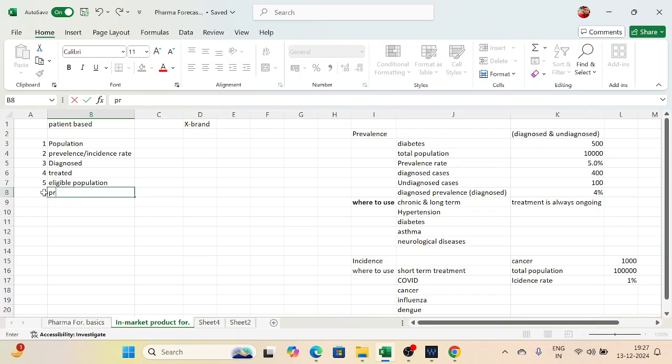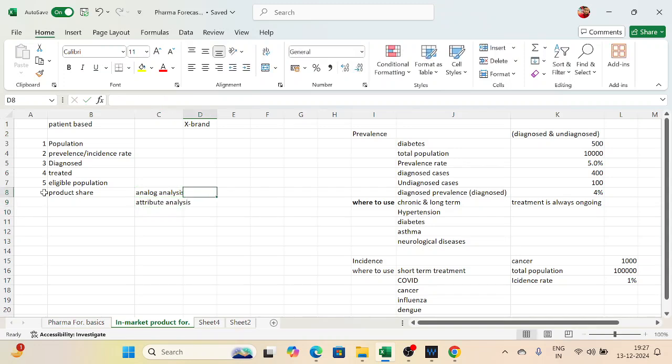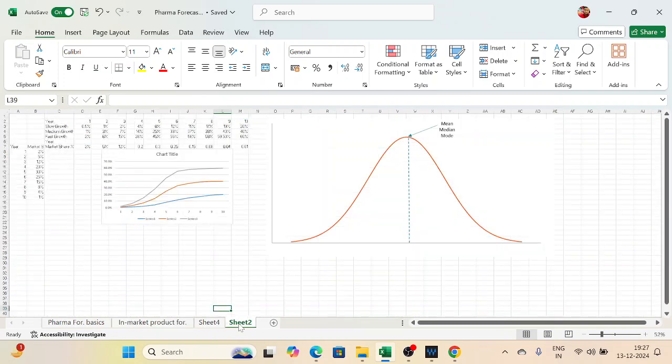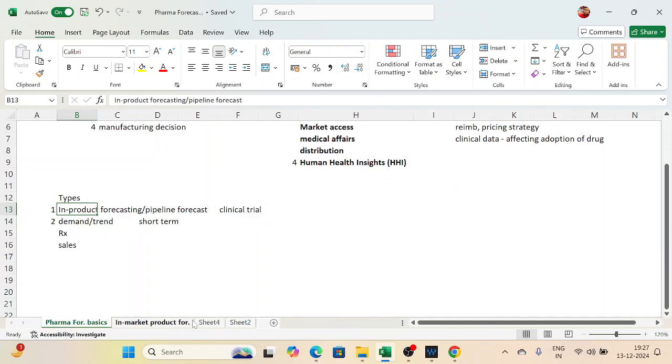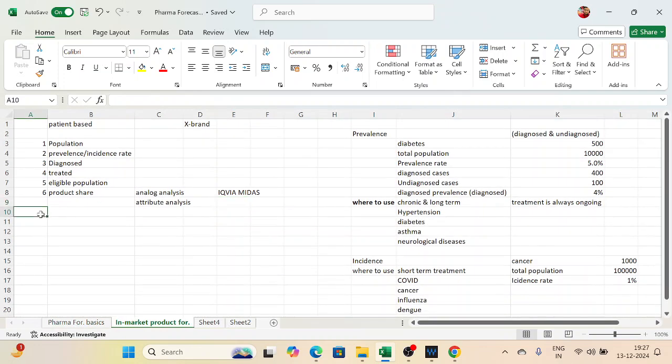Be it product share. How you will calculate this product share is it will basically come either through analog analysis or attribute analysis. For analog analysis, I will be making a detailed video on product share because this is a very important topic. We will be using various tools like IQVIA and MIDAS to calculate the product share. Basically, in analog analysis we check similar analogs for a particular brand. I will be explaining that in detail. We will be covering product life cycle and all these things in detail. So for this video, let's focus on the basics only.